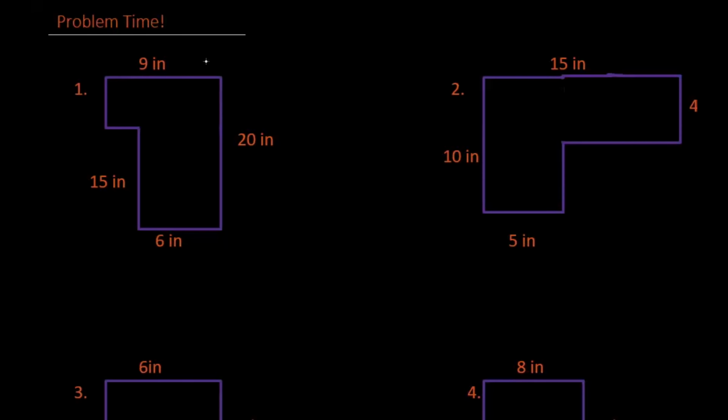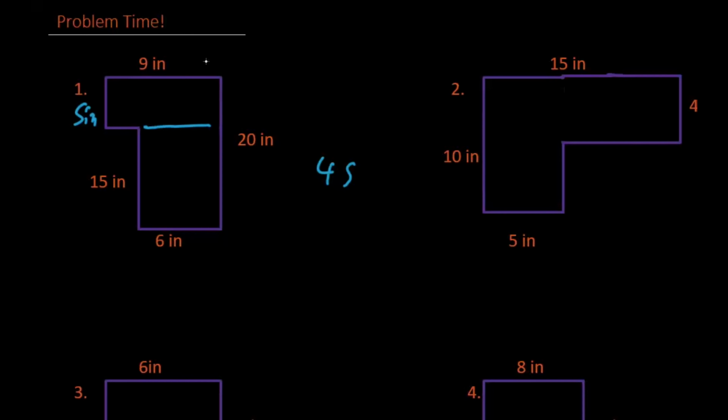So let's do this. So the first one, let's split it up like that. Okay, so now let's do this. So we can't figure this side length yet. We can't figure out the area of this yet because we don't have the length. We have the width, but no length. So again, we have to do 20 minus 15, which is 5 inches. Okay, so 9 times 5 is 45. So we can put that there.